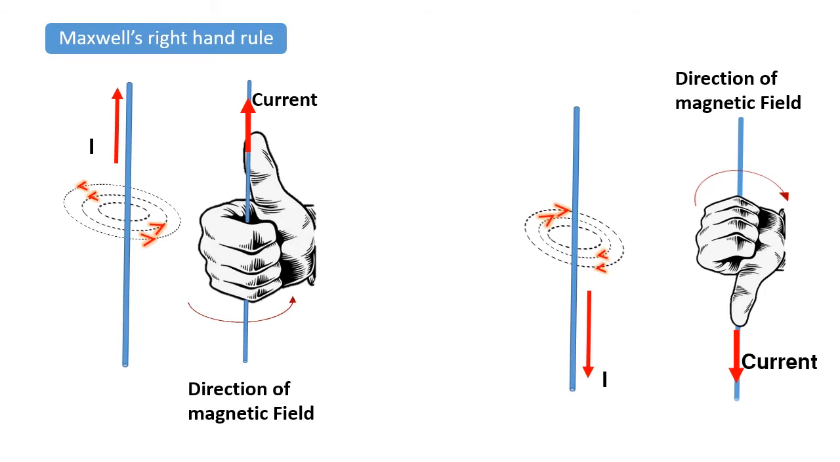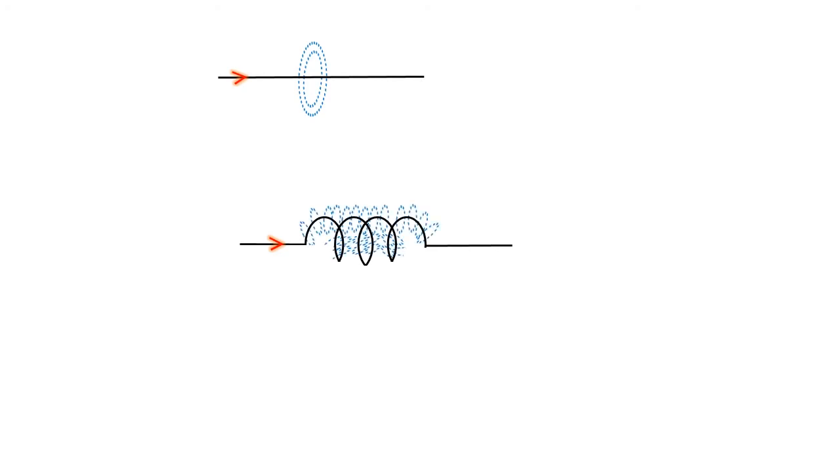Now we know that the current flow results in the development of a magnetic field around a conductor. So when a straight wire is shaped into a coil and current passes through it, the magnetic field develops in such a way that it gets concentrated around the coil. This makes the field stronger.